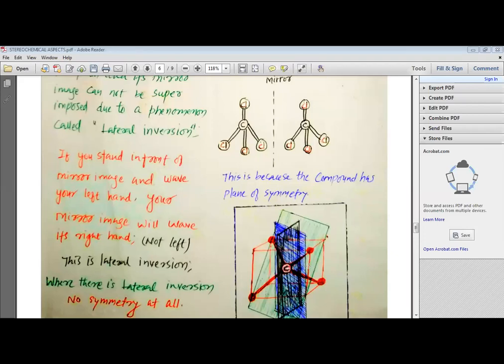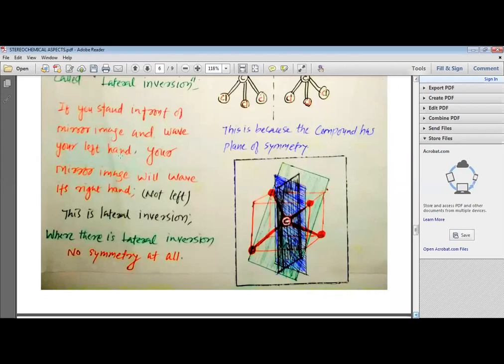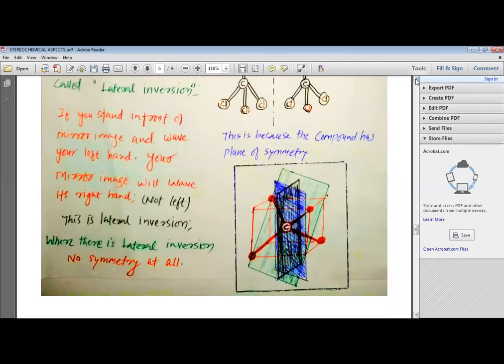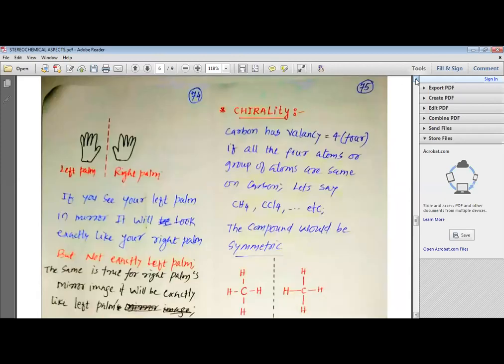So this is how, when you stand in front of a mirror and wave your left hand, your mirror image will wave its right hand, not left. Remember, the mirror image will wave the right hand. This is the lateral inversion. Where there is a lateral inversion, there is no symmetry at all. Remember, my dear students, if there is lateral inversion, there is no symmetry.